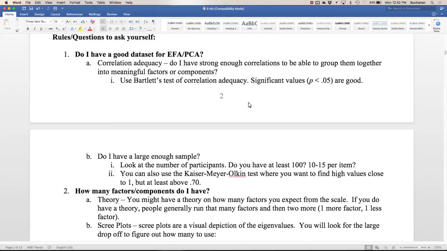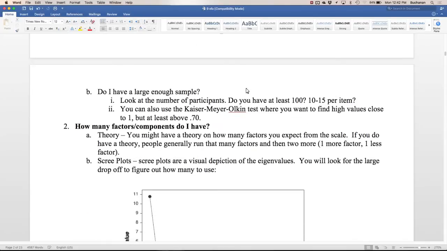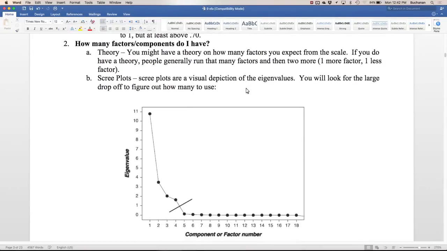Do I have enough people? So how many participants do you have? Do you at least have 100? Okay. The other thing you can do is the Kaiser-Meyer-Olkin, or the KMO test. And you want values over .70, but closer to 1 is better. So you can test if your sampling adequacy is what it's called. So do I have enough correlation? Do I have enough people? And that's sort of part of data screening, but it's not. It's like after you have tested for normality and all that jazz, and then you test these things.